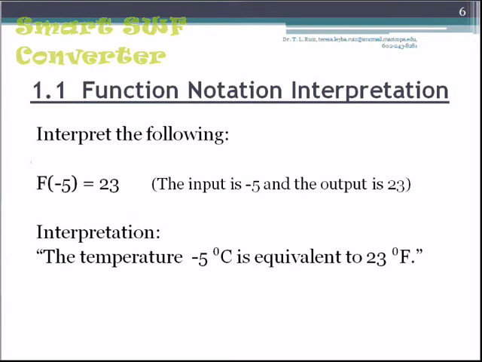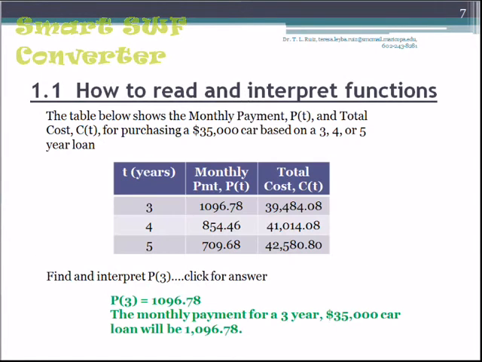It's very important that we learn how to interpret using function notation. So if I give you the expression f of -5 equals 23, your job is to interpret that in a sentence that can be understood by everyone. Notice that the input is -5 and the output is 23. In this case, we would say that the temperature, -5 degrees Celsius, is equivalent to 23 degrees Fahrenheit.